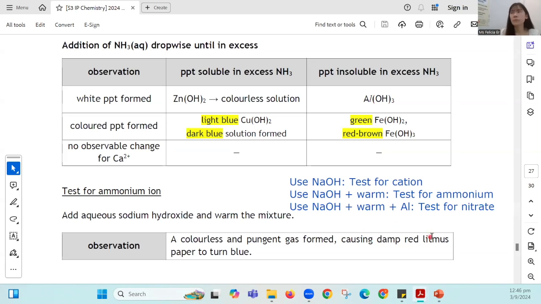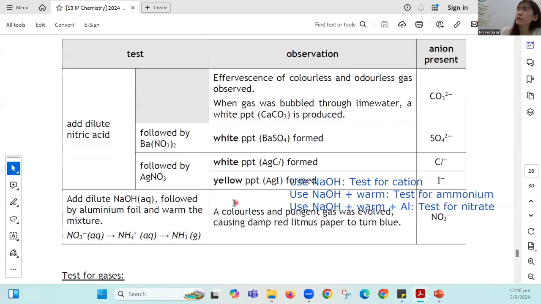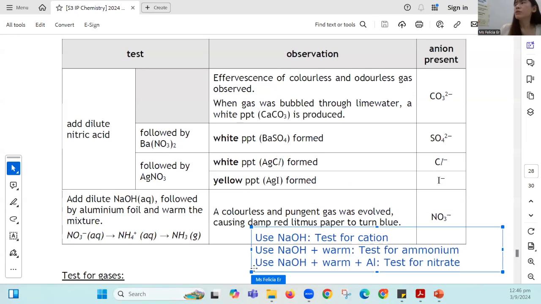Okay, so I shall move on, should be almost done copying. Okay, then the next part over here would be the test for anion. So for the test for anion, most of it, I think you can just go by this.